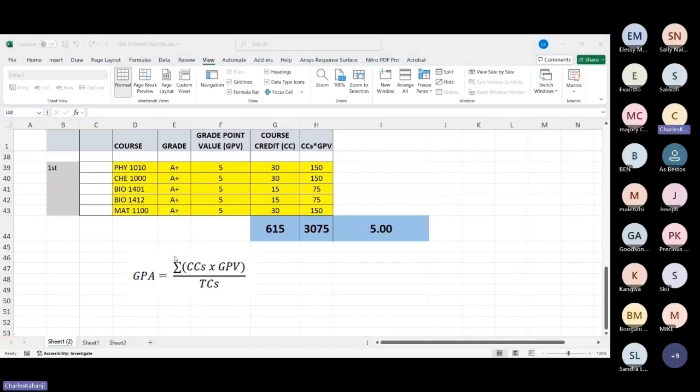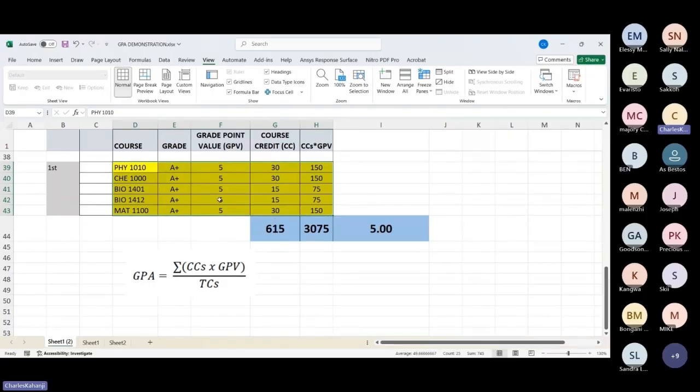I'll go year by year. So for instance, first year, I'm sure all of you did these courses that are here, unless things have changed. You did physics 1010, chemistry 1000. Are you the group that did 2 biology courses? At 1400? Okay, that's not a problem.